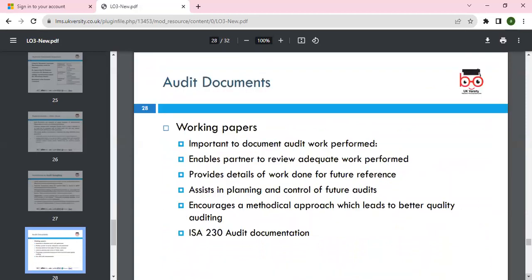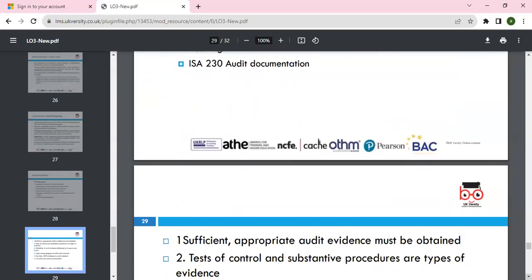So audit documentation, working papers, are important to document the audit work performed, internally and externally. They enable the partner to review the adequacy of the work being performed, provide detailed work done for future reference, assist in planning and control of future audits, and encourage a methodical approach, which improves the quality of audit. ISA, the International Standard on Auditing 230, is audit documentation. Those are the relevant ones.